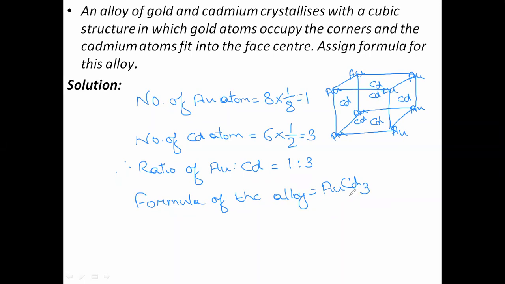So that is how we solve the problem based on formula. If they give you atoms anywhere in the unit cell, that is how we solve it. Depending upon where the particle is present, you calculate the number. So knowing the contribution of particles in various positions in a unit cell is very important for such kinds of problems. Okay, so let us go for the next.